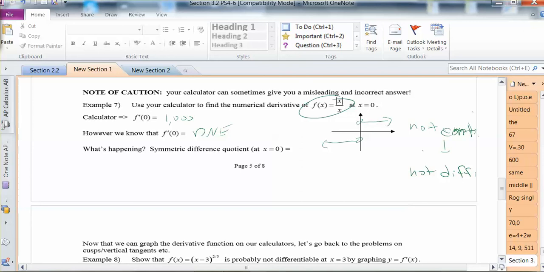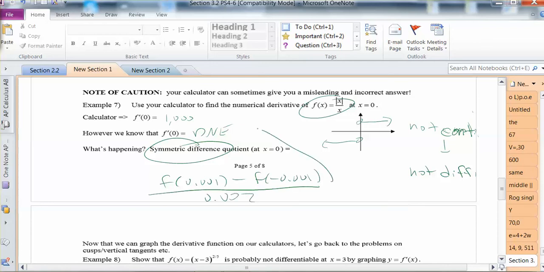So what's happening is the calculator, when it does numerical derivatives, calculates the symmetric difference quotient. So it's doing f of 0.001 minus f of negative 0.001 divided by 0.002, and it gets us 1,000. But we know that's not true because it's not differentiable since it's not continuous.